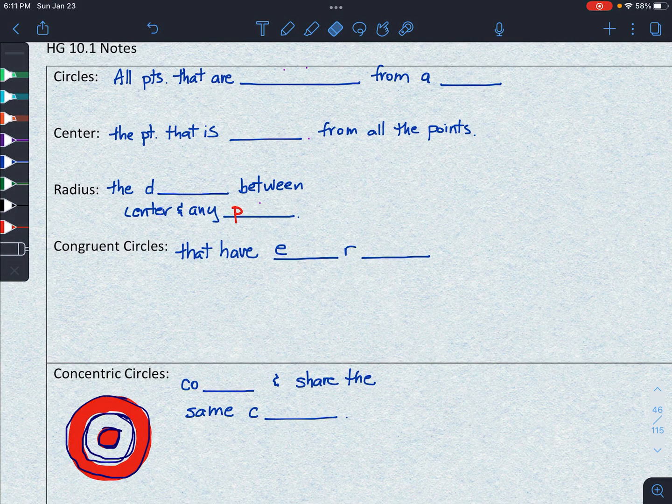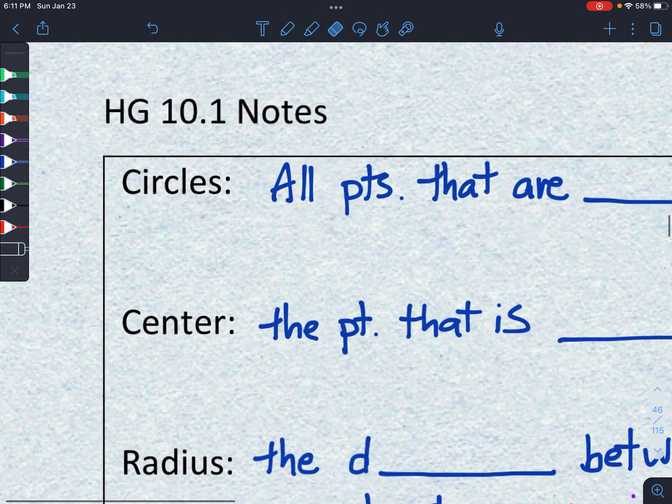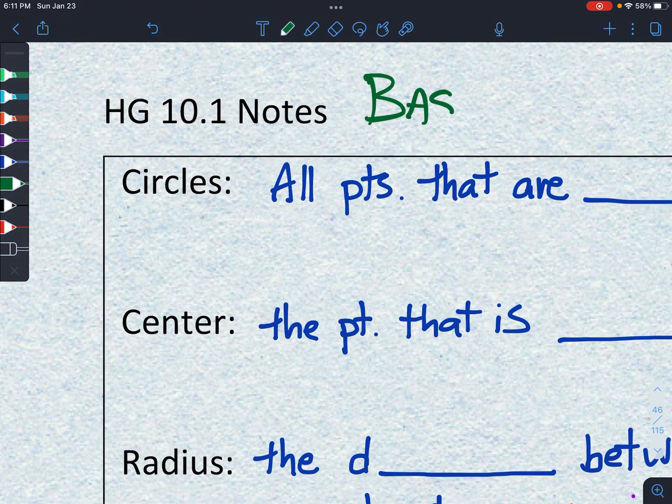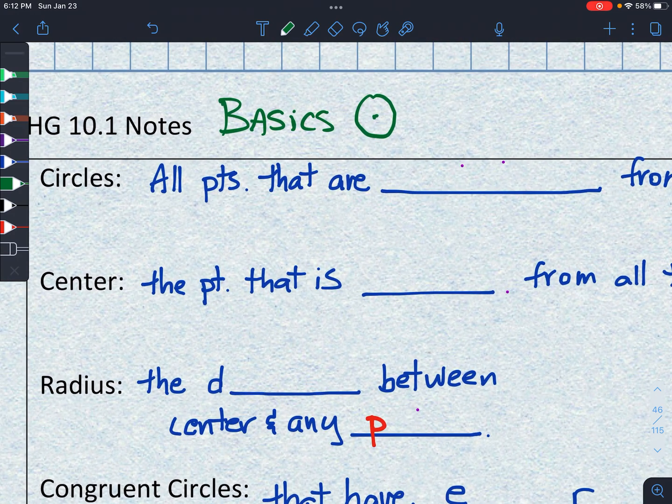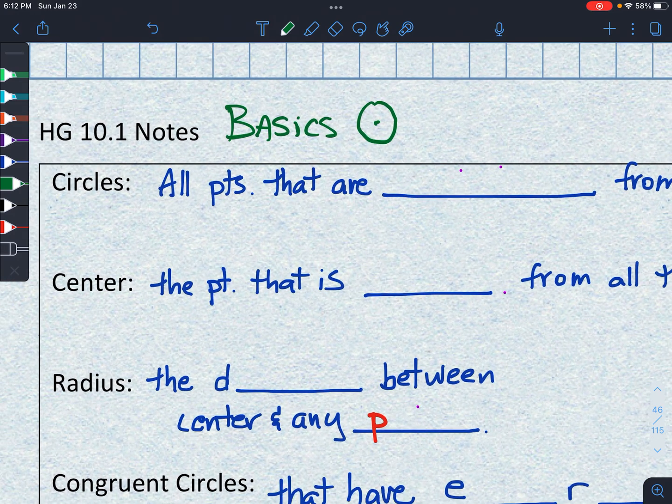Okay, here we go. Notes on 10.1. This is the basics about circles. I know we've talked a little bit about circles already, but we're going to go a little bit more into the details, including some theorems. Yay, proofs are back.